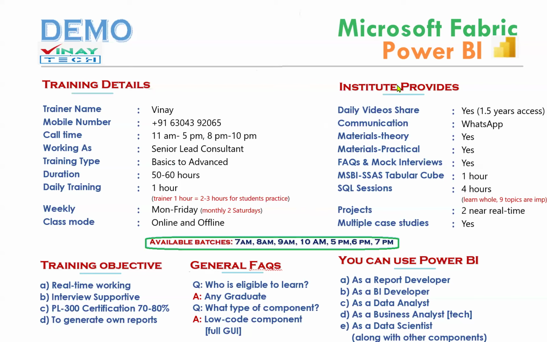The institution provides daily live class video with 1.5 years of access. People will say we'll give unlimited years of access, but it's not possible. First of all, the institution should be there for an unlimited number of years, lifetime. It's not possible for anyone, so don't run behind those kinds of statements. So we are giving 1.5 years of access. Communication is WhatsApp and emails, that is Gmail communication.